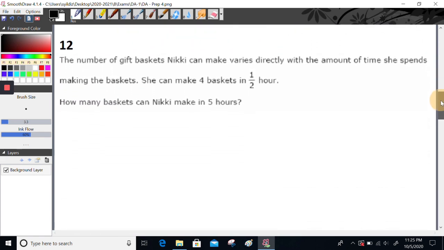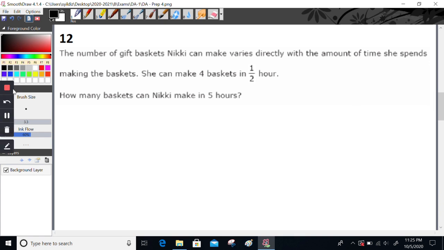Let's look at the next one. Okay, another example. The number of gift baskets Nikki can make varies directly with the amount of time she spends making the baskets. So if you see these words, varies directly with, that means there is a constant of proportionality. You have to figure out what y is, you have to figure out what x is, okay? And then we are going to divide y by x, and we are going to get always the same number, which is called the constant of proportionality. Okay?